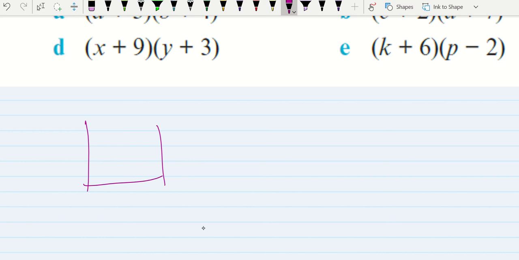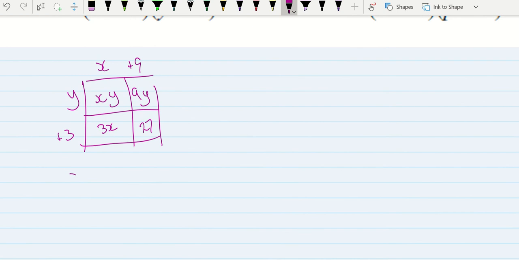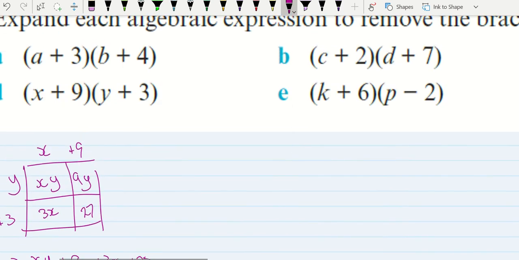I might do this one this way first of all. So x plus 9 and y plus 3. So that's xy. That's 9y. This is 3x. And 3 9s are 27. So I can just collect like terms and simplify. So I've got xy plus 9y plus 3x plus 27. There are no like terms in there, so they are just simplified.